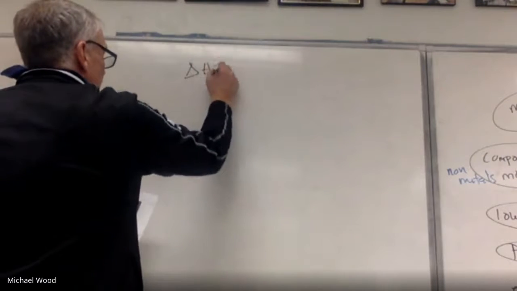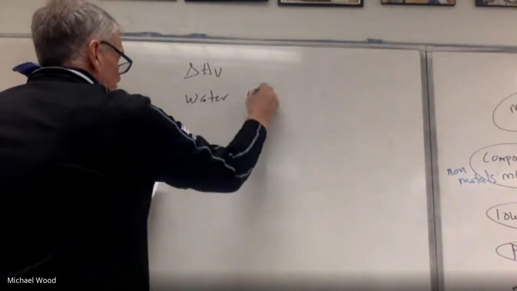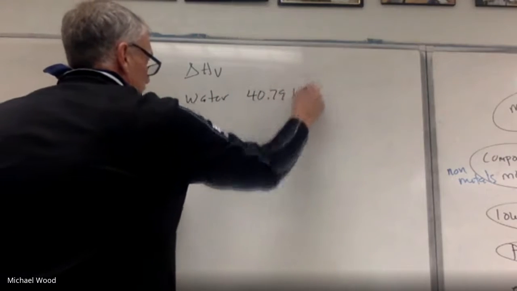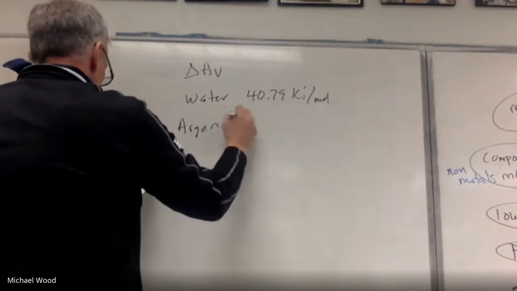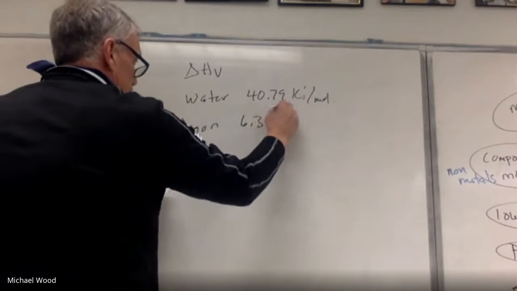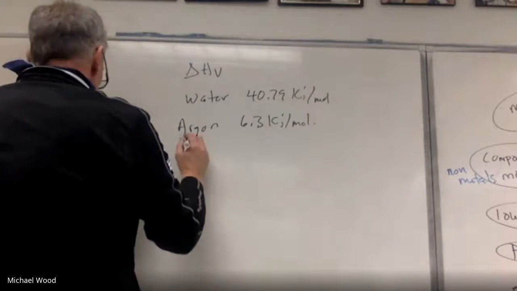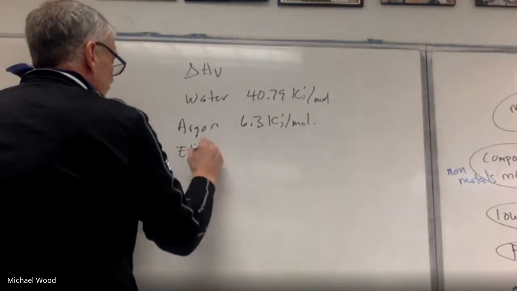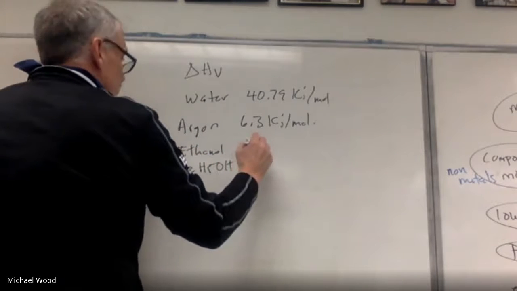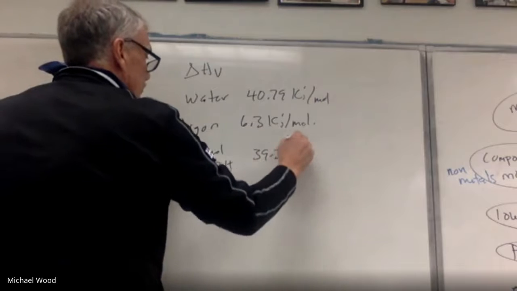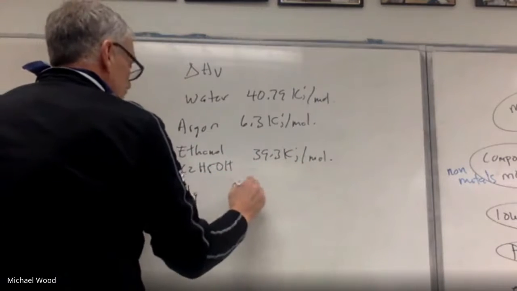Well, here's what we've got. Here's the delta HV, the heat of vaporization. Water is 40.79 kilojoules per mole. Argon is 6.3 kilojoules per mole. Ethanol, which I actually just had on the board, is C2H5OH. It is 39.3 kilojoules per mole. And then mercury is 59.0 kilojoules per mole.